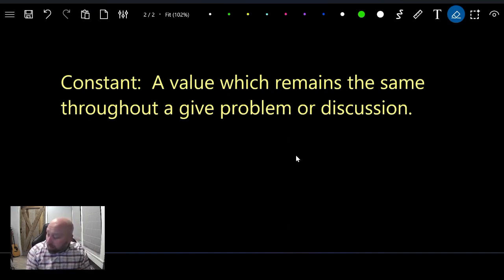So at the bottom of page 211, it says, a constant is a value which remains the same throughout a given process. Remember, there's really two things. You should know this from algebra class, right? There's a variable. The variable is always changing. And then there's a constant. The constant stays the same throughout the process.